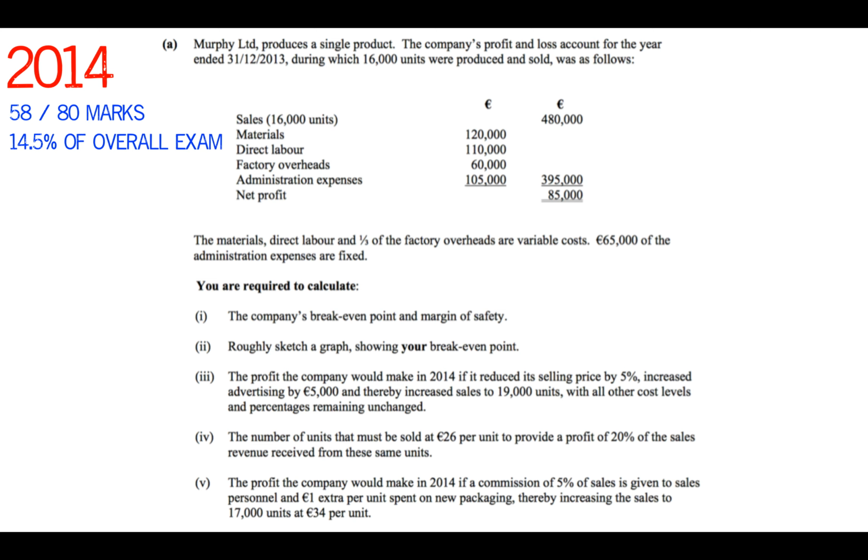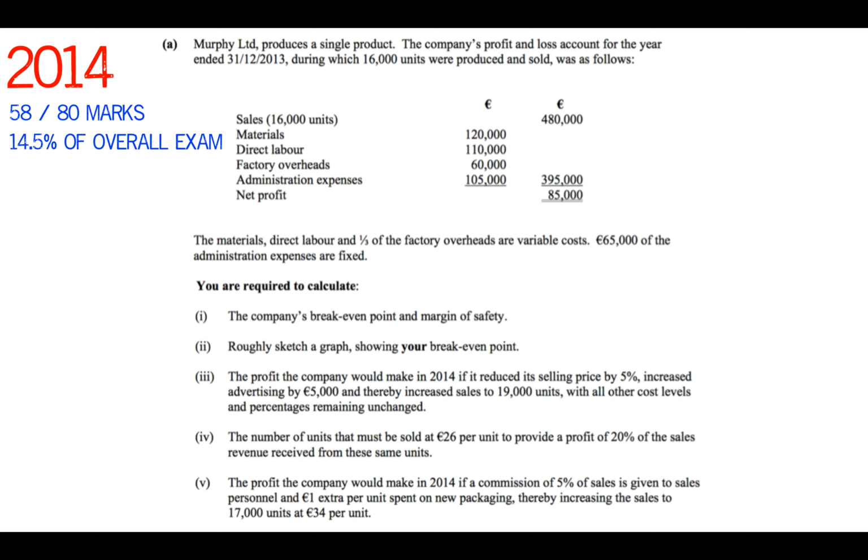So the materials, direct labour and a third of the factory overheads are variable costs. 65% of the administration expenses are fixed. So you are required to calculate, number 1, the company's break-even point and margin of safety. Number 2, roughly sketch a graph showing your break-even point.